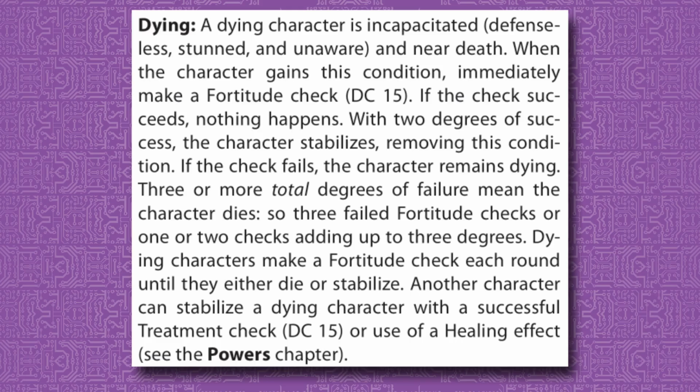When you become dying, make a DC 15 Fortitude check. If it succeeds with 2 degrees of success, you stabilize and remove this condition. If this is a result of damage, I assume you stay incapacitated until you've naturally recovered the incapacitation that you would gain from that injury. If you fail, you're still dying. You make this check again each round, and if you ever gain 3 total degrees of failure, you die. The good news is that a DC 15 treatment check will stabilize you.